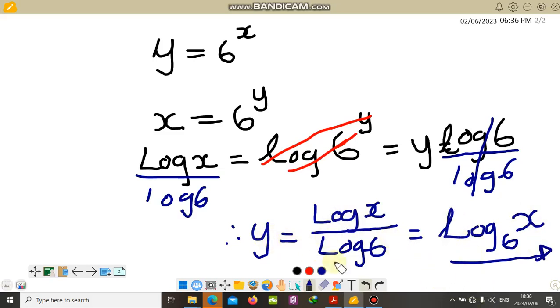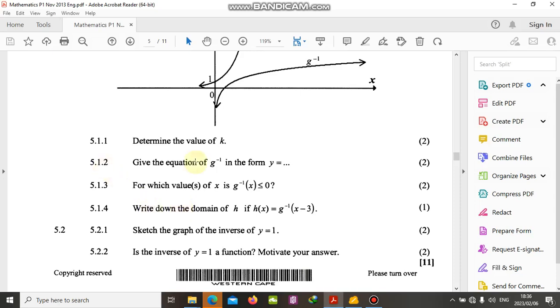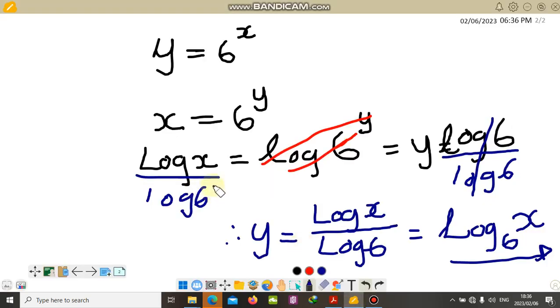This is the equation of the inverse of g. So this is the inverse of that. Remember, the first step is to swap, then apply your log, and then solve for y. Solve for y, guys. So this is the solution to 5.1.2. Now we're gonna go to 5.1.3.